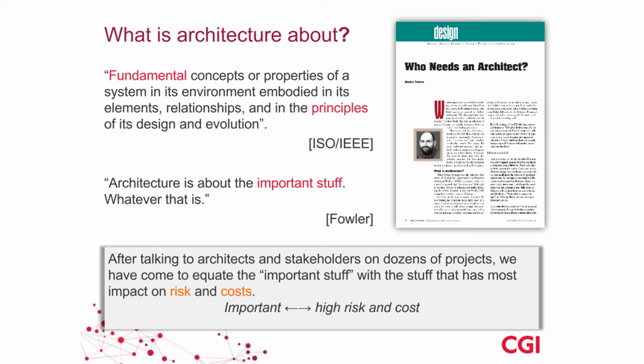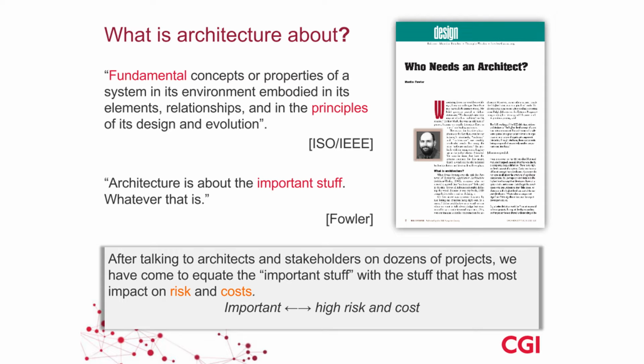So here are 2 definitions of architecture, or what an architecture is about. This is the official world standard definition by the ISO and the IEEE. Fundamental concepts or properties of a system in its environment, embodied in its elements, relationships, and in the principles of its design and evolution. This is the 2011 version. Those of you who still have the 2000 version in their mind, you need to change it. But this is obviously a committee-defined definition. Martin Fowler has a much more elegant way of saying it. It's about the important stuff, whatever that is.